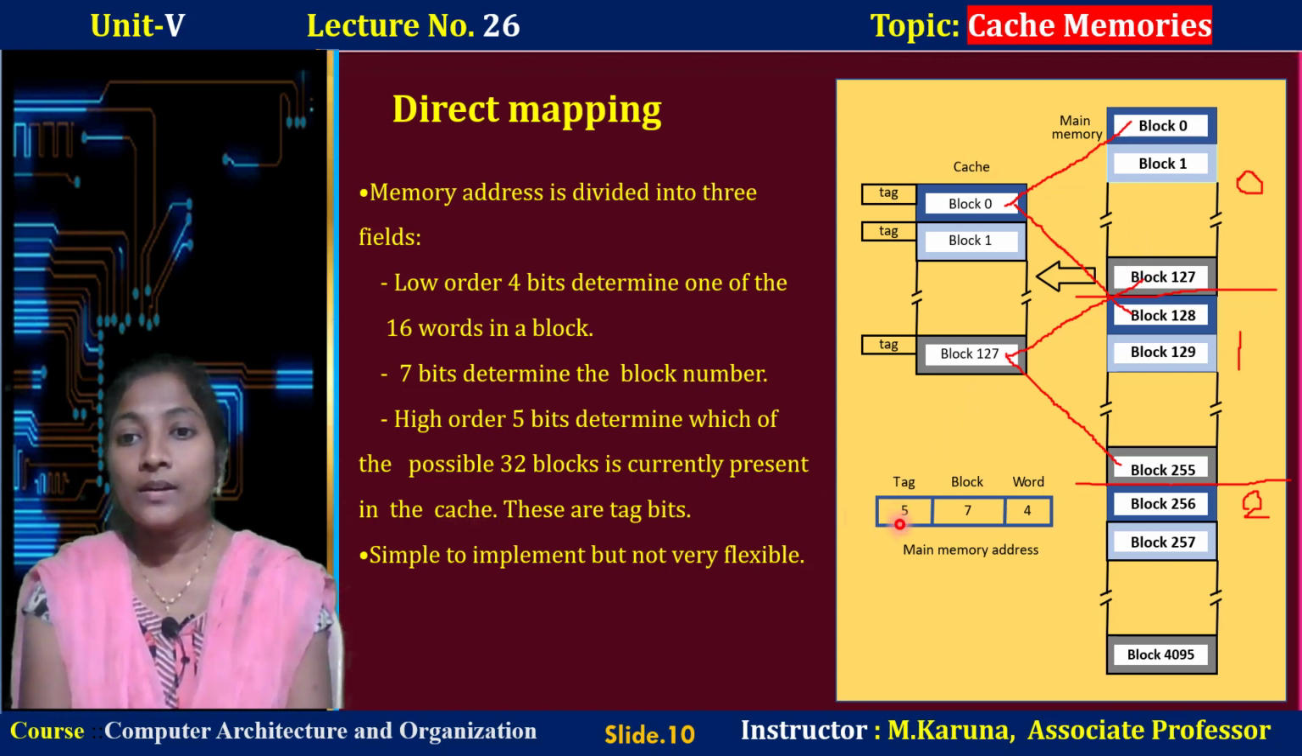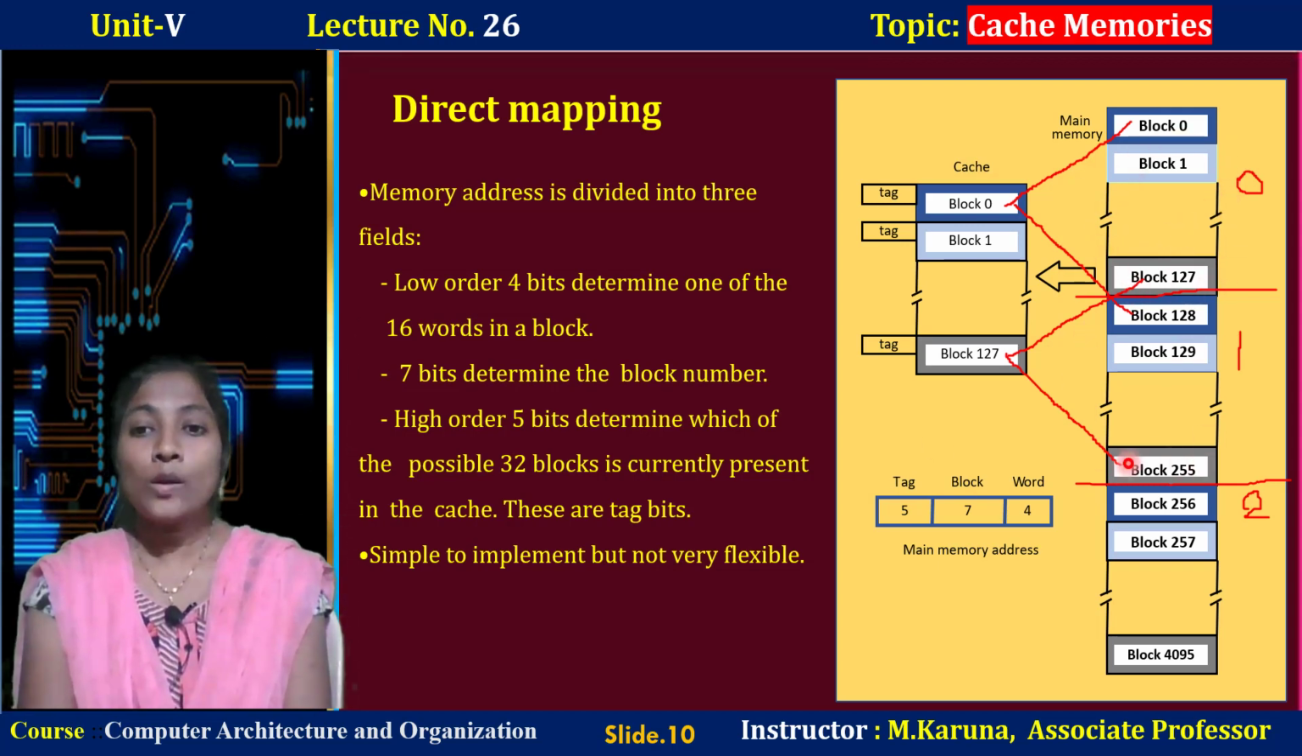Okay, so these are the tag bits. Entire blocks are divided into 32 groups. These tag bits are used to identify the group. Likewise, data can be accessed from the cache memory with the help of main memory address bits. It is simple to implement but not very flexible, because block 0 of main memory should occupy block 0 of cache memory only. Block 127 of main memory should occupy block 127 of cache memory. So that's why we can say this is not flexible.